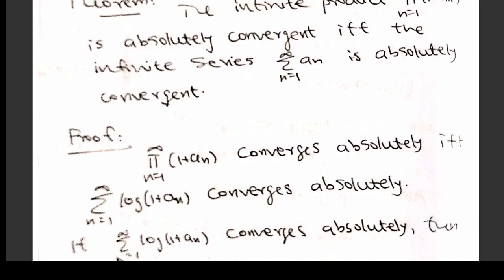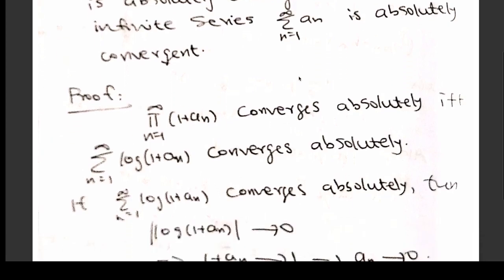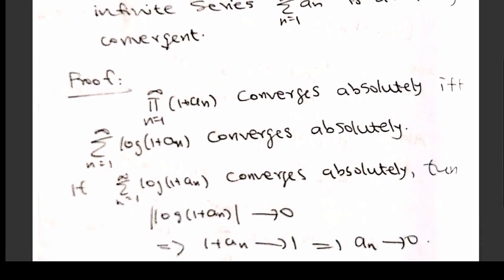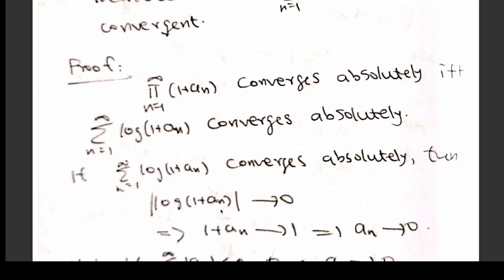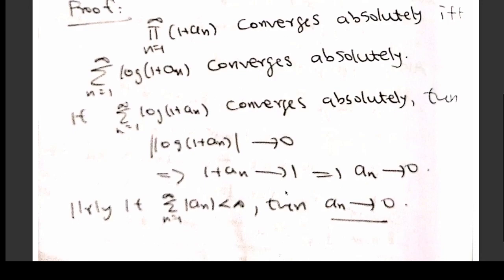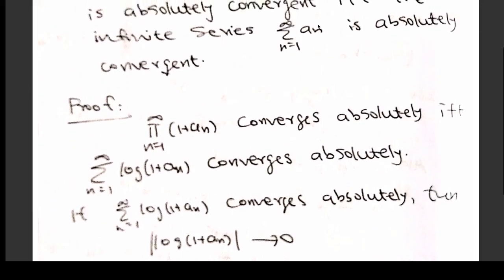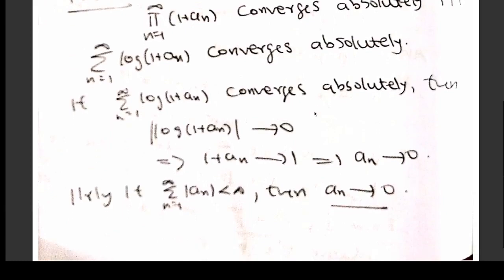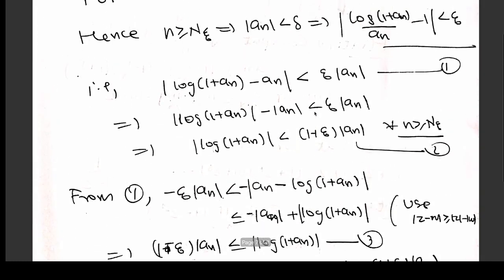Now another result of the same nature: the absolute convergence of an infinite product is equivalent to the absolute convergence of this series. So that's again very easy, because if this product converges, we know that a_n tends to 0. If the series converges, then also we know that log of this goes to 0. That means log(1 + a_n) goes to 0. So in both cases, what happens? In this case also a_n goes to 0. So whatever we assume, either the absolute convergence of the series or the absolute convergence of the product, a_n will go to 0. Okay.